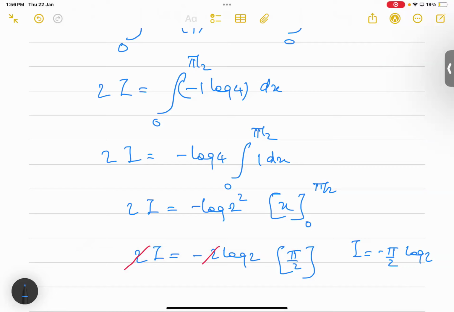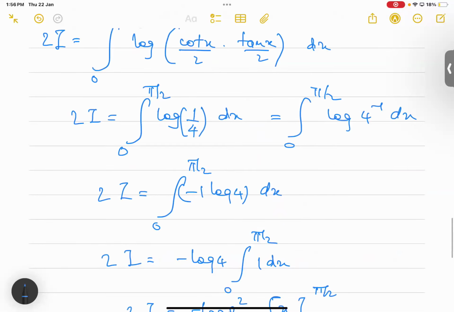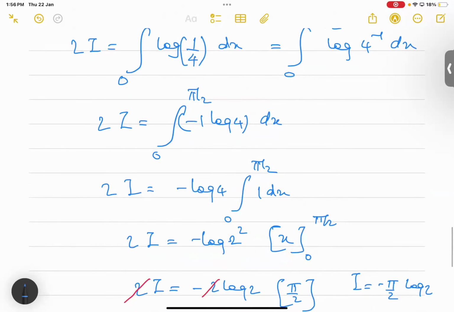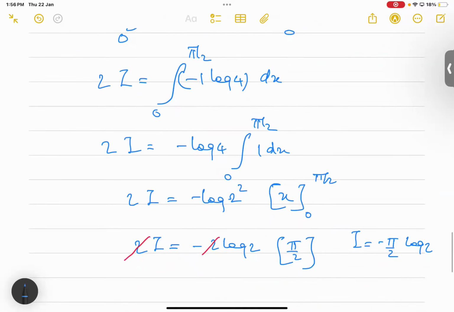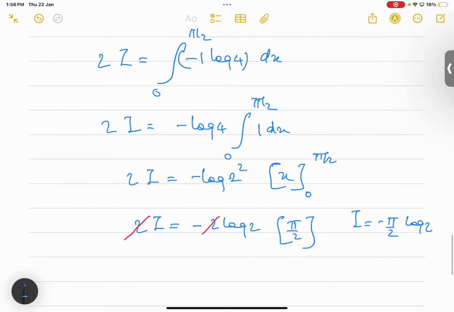Any doubts? Any queries? No, but if I take it directly outside, will I get it wrong? No. Will I get a different answer? Log 1 by 4, you can also take it directly outside, but in indices you'll have to do it. 4 is 2 square. All these steps you need to do.